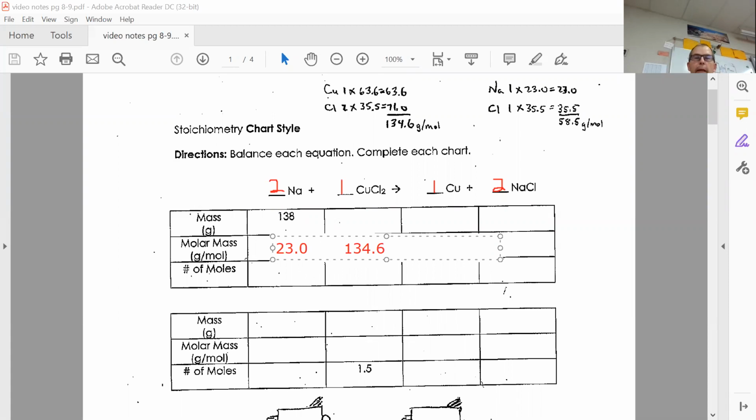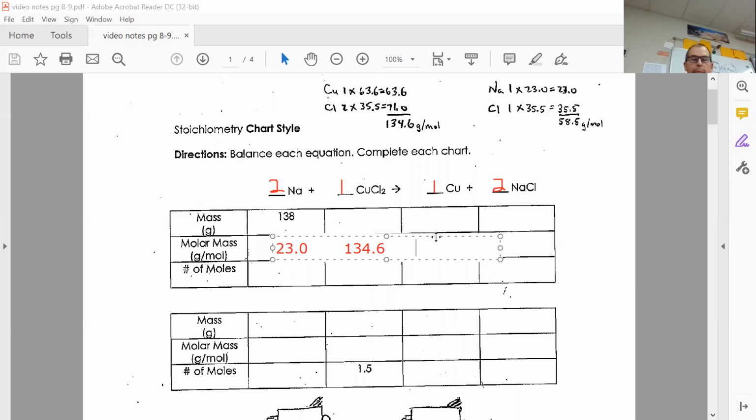I'm going to keep going here. How did I figure that out? I got sodium from my periodic table. I got copper and chlorine from the periodic table. And then I show the work right up here. One copper is 63.6. 2 times 35.5 for chlorine is 71. I add those up, I get 134.6.